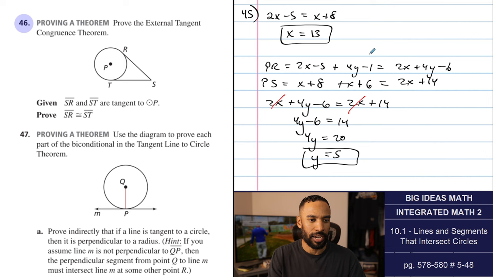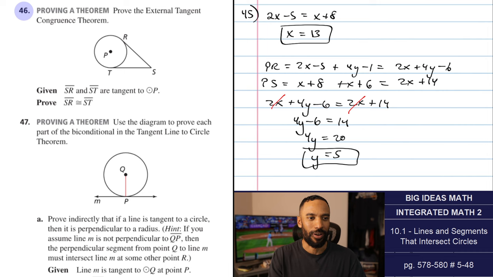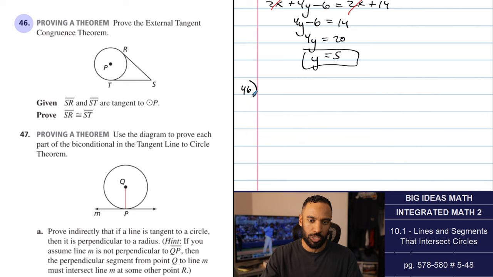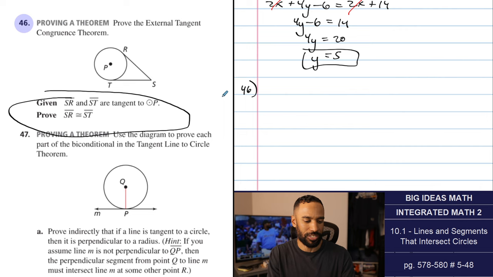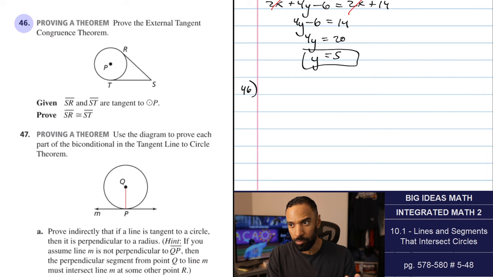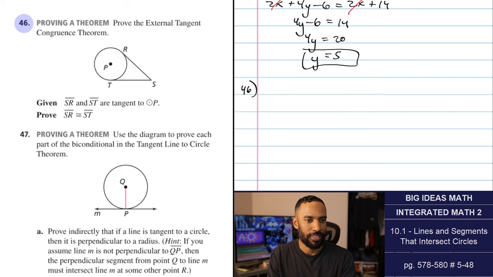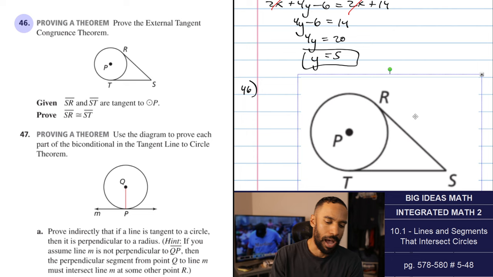Number 46, I have 3 more questions: proof, construction, and reasoning. All right, so I have 2 sets of proofs here. Not so fast. Let's see how long we'll go. Maybe I can get away with not doing a two-column proof. This one feels more two-column proof-esque, just the way that it's written. Prove the external tangent congruence theorem. I said we'd probably have to prove this one. Given that these are tangent, prove SR is congruent to ST. Got it. All right, I'm fine with doing it.